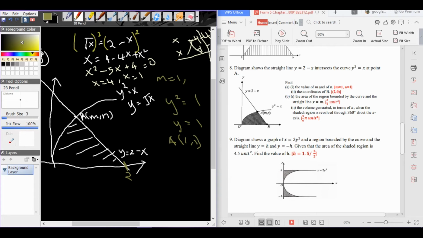The coordinates of B. So B is the x-intercept for this straight line. So just now I said that this is 2. So this will be (2, 0).